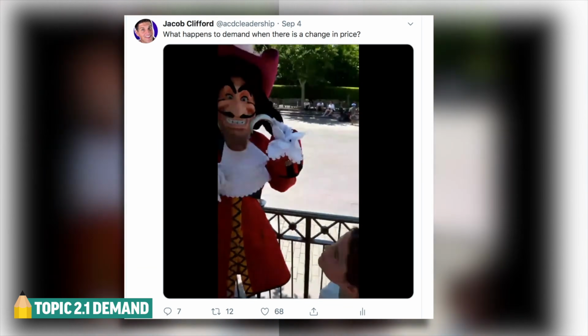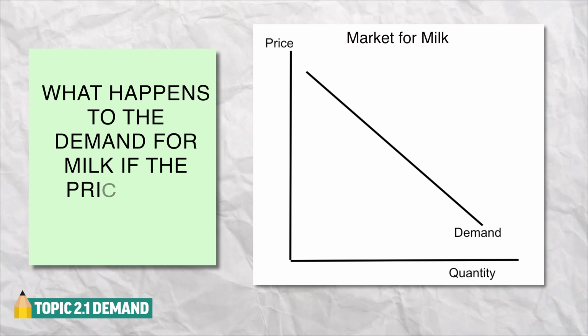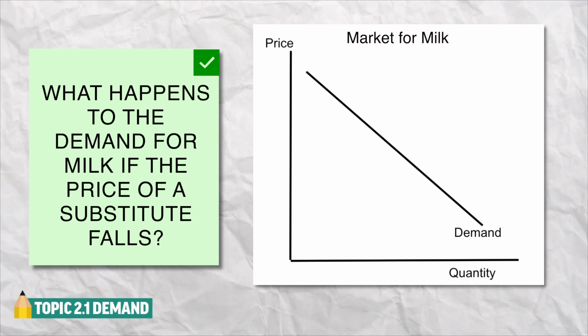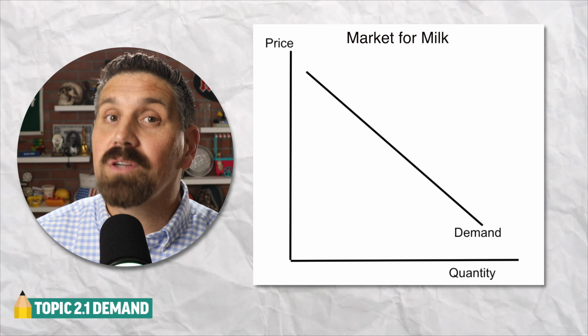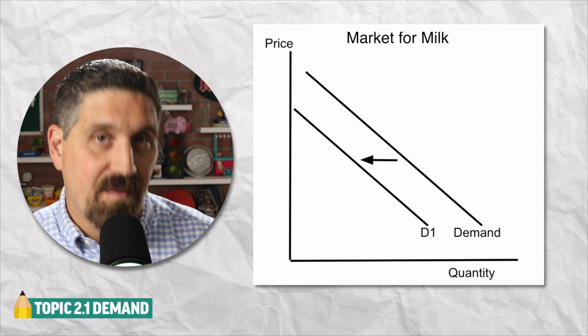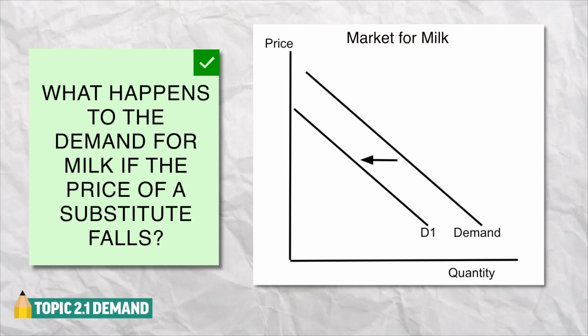Okay, new question. What happens to the demand curve for milk if the price of a substitute falls? This would cause the demand for milk to decrease and shift to the left. At every price, consumers are willing and able to buy less because the price of a substitute has fallen. They're going to buy the other good instead.